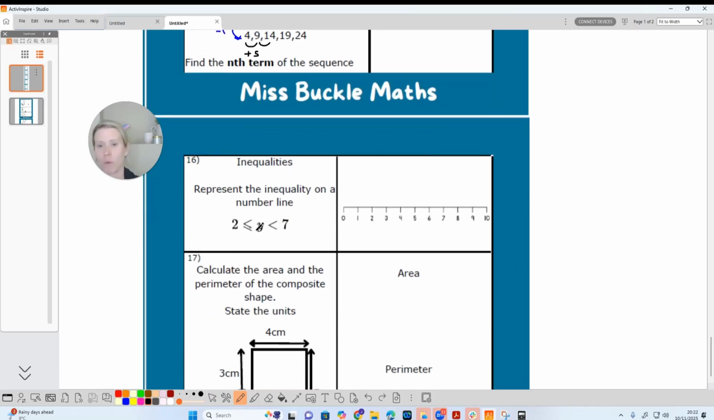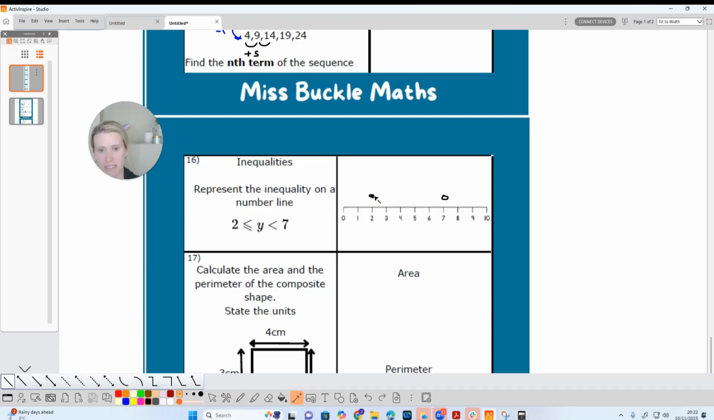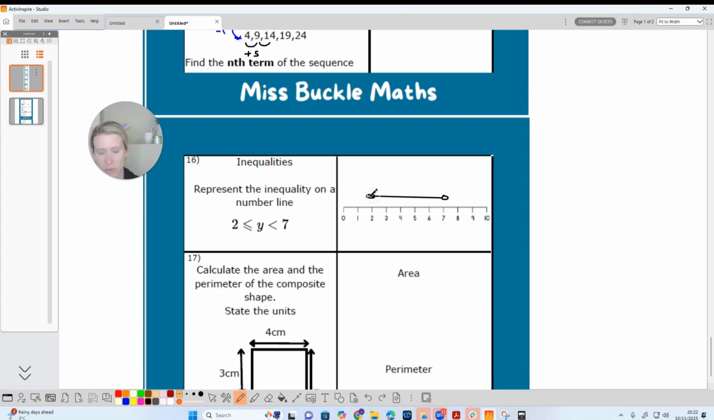The inequality, y is greater than or equal to 2, but less than 7, not including 7, is represented like this. Making sure that you colour in the 2, but leave an open circle for the 7. It includes the 2, doesn't include the 7.